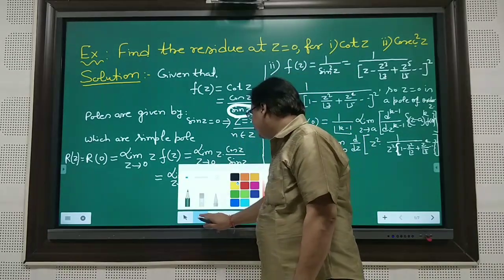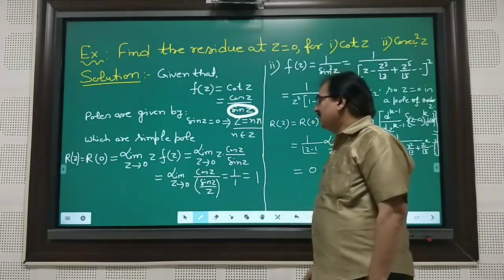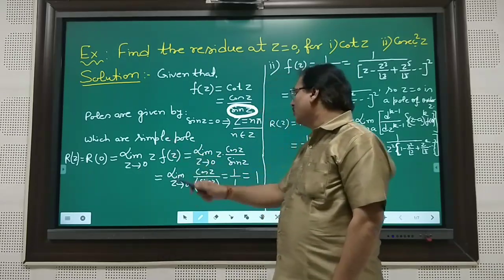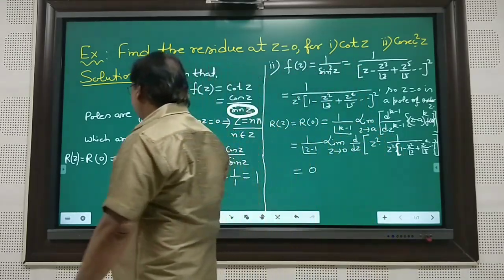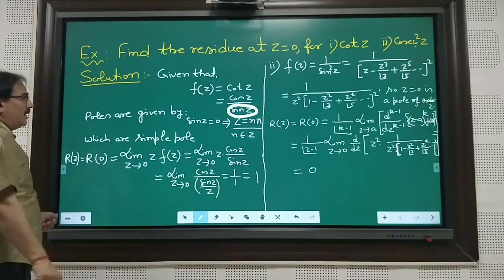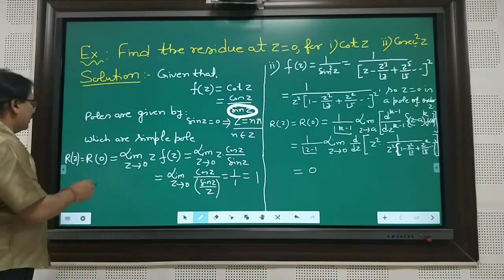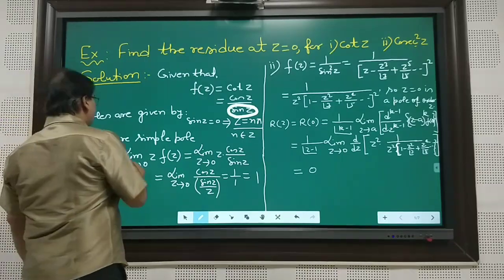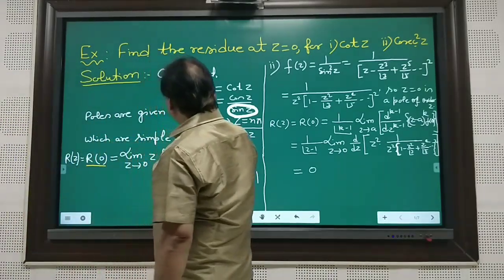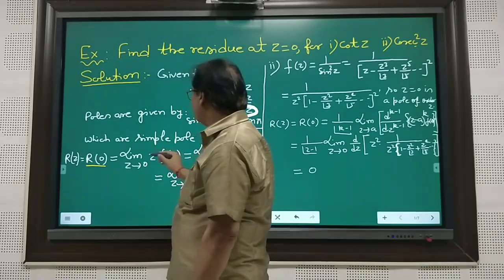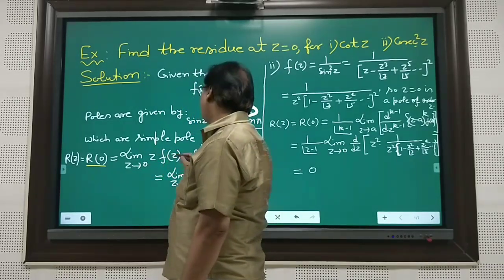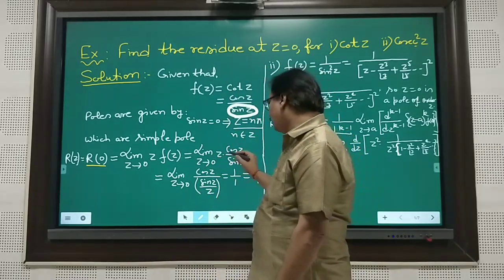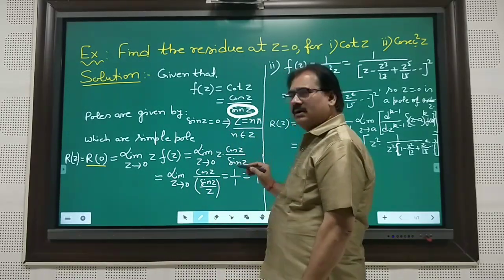So now it means these are simple poles. So how can you find the residue R(z)? Here sin z is equal to 0 at z equal to 0, so you can write R(0). So R(0) is the limit as z tends to 0. Following this formula, you can easily write the limit as z tends to 0 of z f(z). So just put the value. What is the limit as z tends to 0 of z into f(z)?